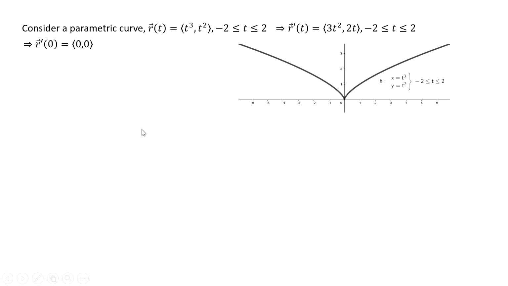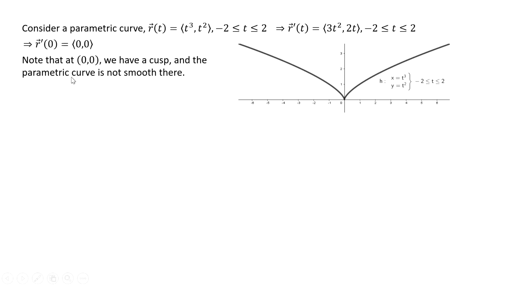Okay, so they were right. If R prime is 0 at some place, there is an issue. The parametric curve won't be smooth there. So this example at least is a good example to show that. But then I asked myself, wait a minute, I'm not so sure that actually works here. Yeah, note that at 0, 0, we have a cusp and the parametric curve is not smooth there. Okay, yeah, fine.